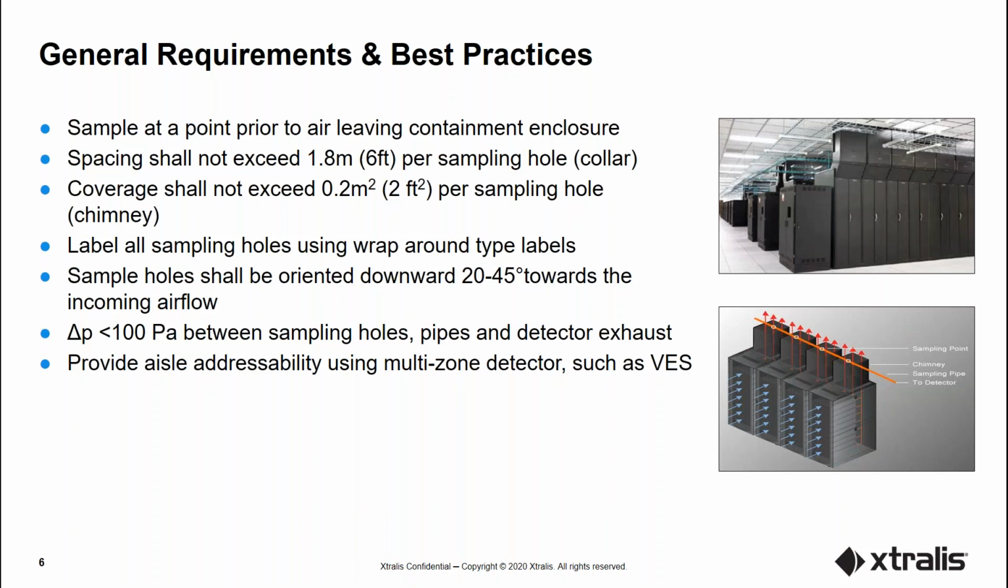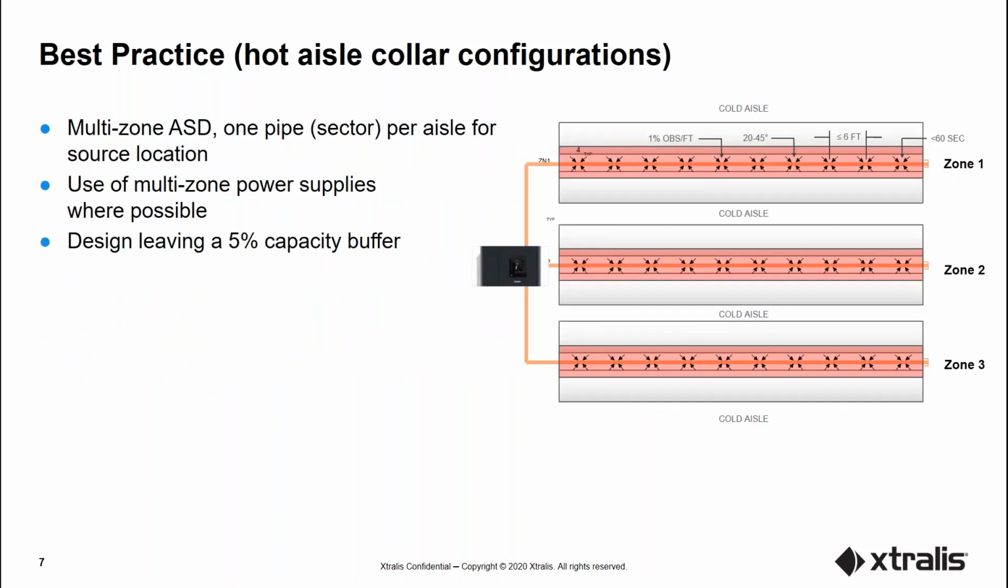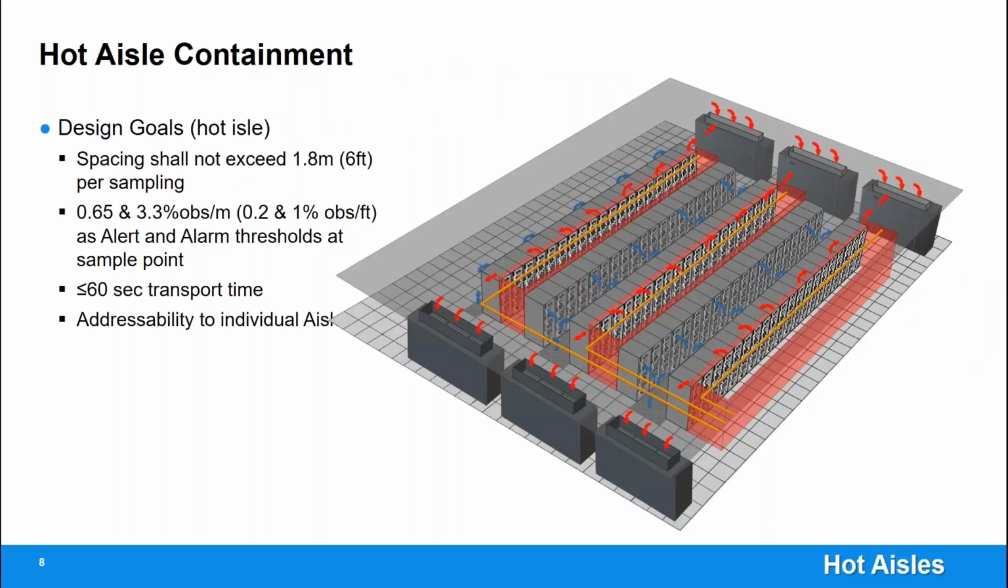The pressure difference between sample ports, pipes, and detector exhaust shall be less than 100 pascals. And lastly, a VESDA detector is recommended to provide multiple zones for aisle addressability. This diagram illustrates the VESDA providing a separate pipe and zone for each hot aisle. Here we have a full view of hot aisle containment with the drop ceiling and raised floor. The pipes of a VESDA are sampling from the hot aisle, providing up to 4 zones per VESDA.